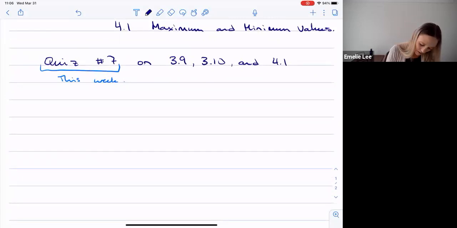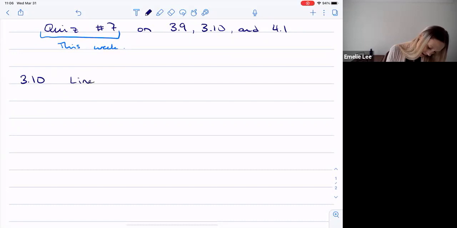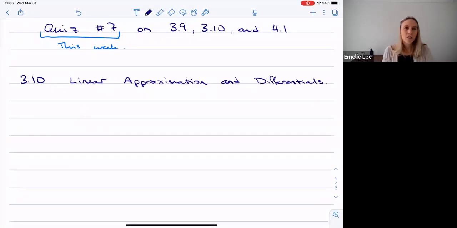All right, so I cannot think of anything else that I wanted to say here. So 3.10 is the last section that we're doing in chapter 3. It is on linear approximation and differentials, which we're not really going to talk about. I'm just going to show you what you do for the assignment questions.